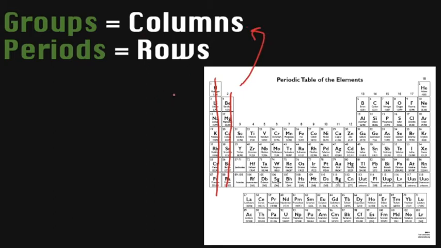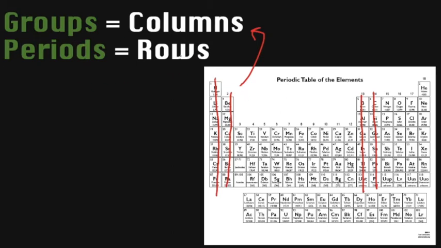So you need to know what I'm talking about if I say, hey, go to your periodic table and look at group 2. Or if I say, look at group 13, what do I mean? I mean, look at this column right here. Or if I say that silicon is in group 14, I'm talking about this column right here. Okay? So you cannot forget what we mean by groups. Groups mean columns. This is vital for you to understand.